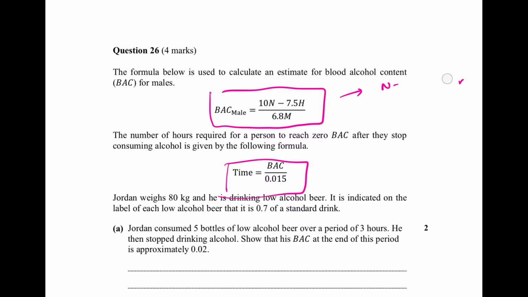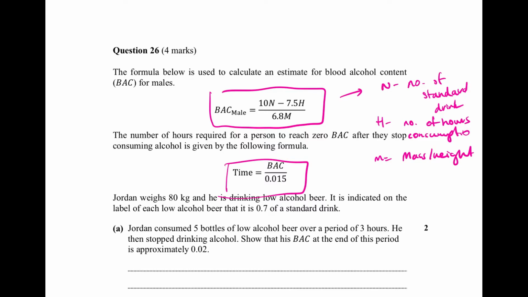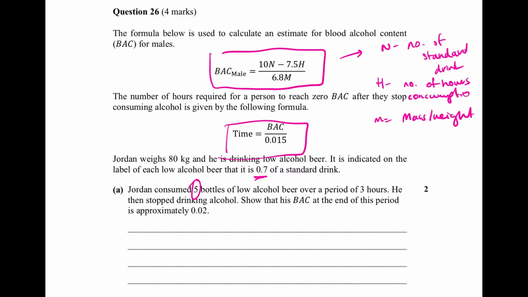Sorry, N represents your number of standard drinks. H is the number of hours of consuming the alcohol. And M is the mass or the weight of the person. Now Jordan weighs 80 kilograms and he is drinking low alcohol beer. It is indicated on the label that each beer has 0.7 of a standard drink. Jordan consumes 5 bottles of these low alcohol beers over a period of 3 hours. He then stopped drinking alcohol. Show that his blood alcohol content at the end of this period is approximately 0.02.